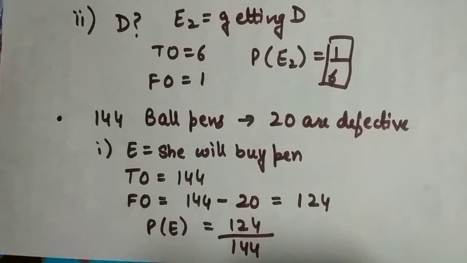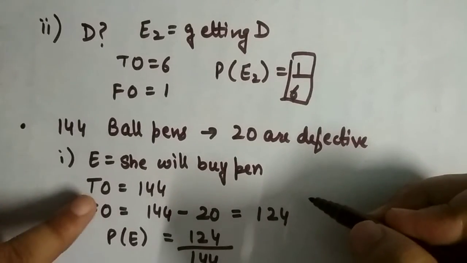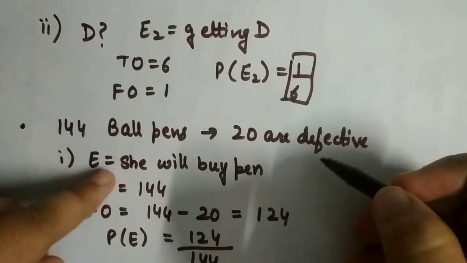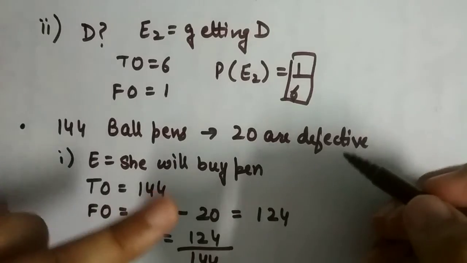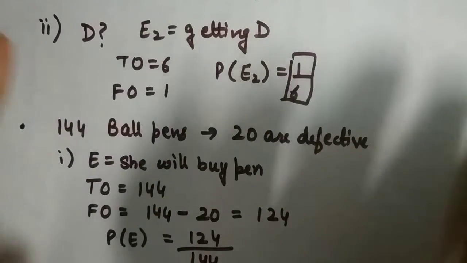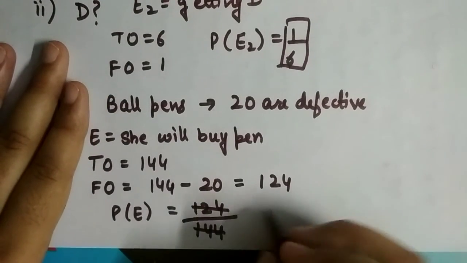Okay, you can do it in another way also. Means you find the probability that the pen is defective and then you subtract it from 1 to find the probability that the pen is not defective, like we do for complementary events. Okay, reduce it to the lowest form.